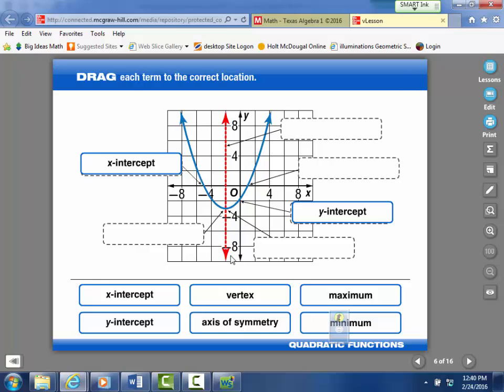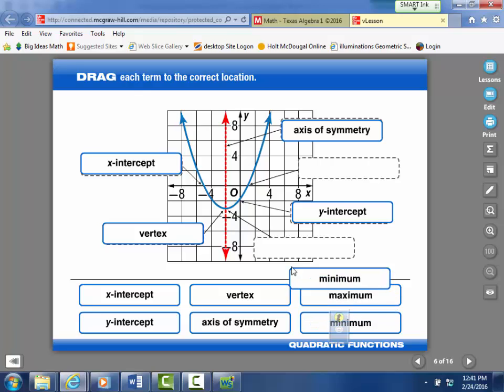Let's see. Vertex. The vertex is located on the axis of symmetry, so that's where it's intersecting. There's my vertex. The axis of symmetry itself is my line. And then this is the bottom of the graph. All my numbers are getting bigger from here, so this is a minimum point.